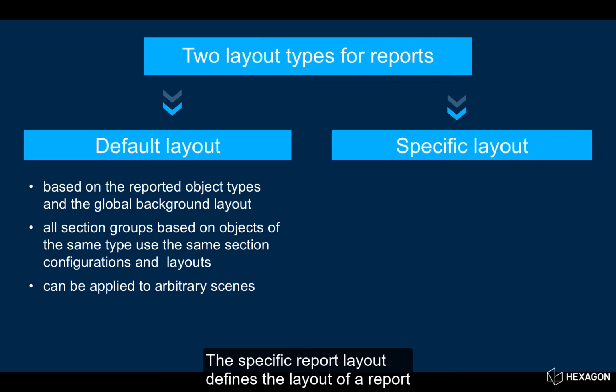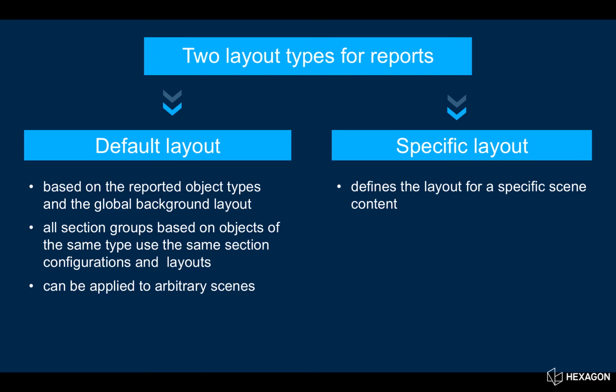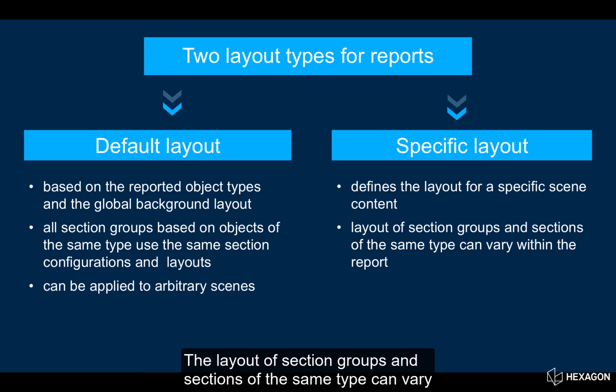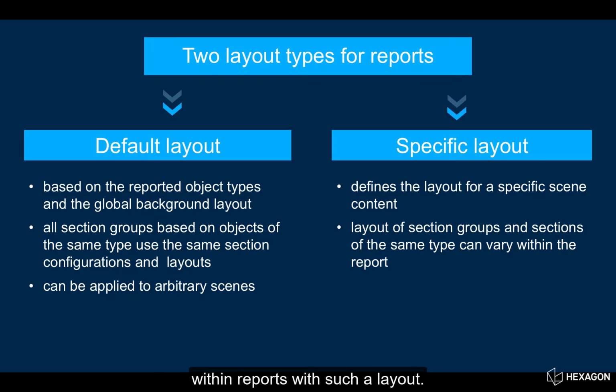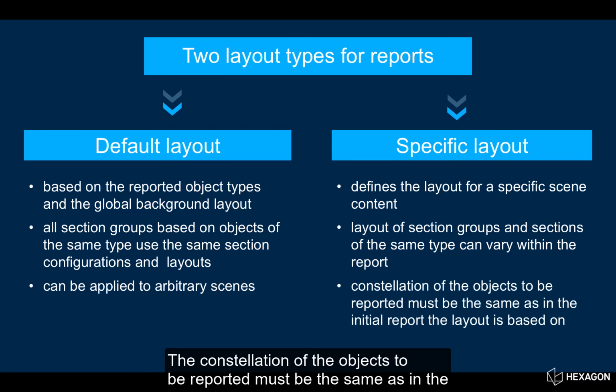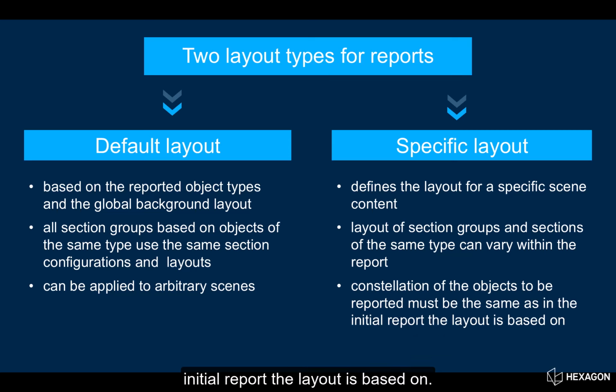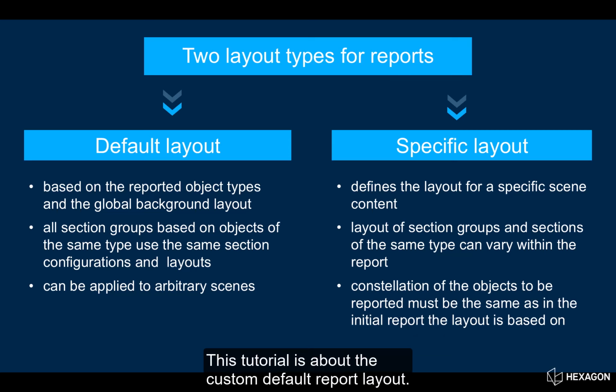The specific report layout defines the layout of a report for a specific scene content. The layout of section groups and sections of the same type can vary within reports with such a layout. The constellation of the objects to be reported must be the same as in the initial report the layout is based on. This tutorial is about the custom default report layout.